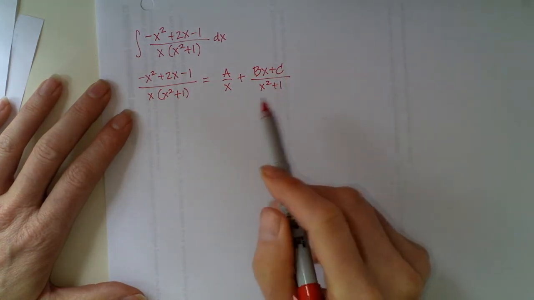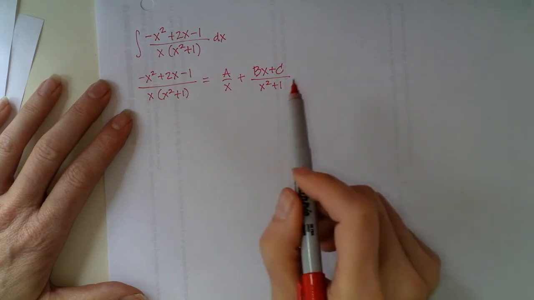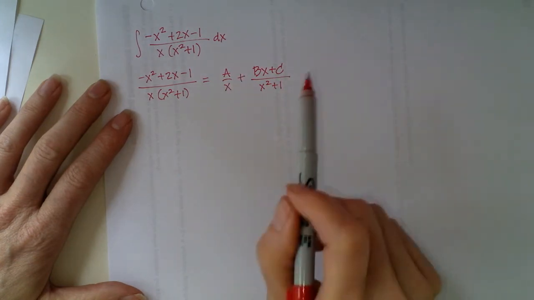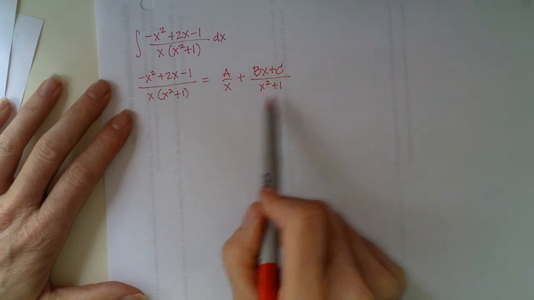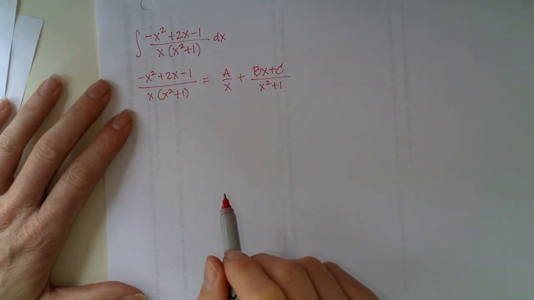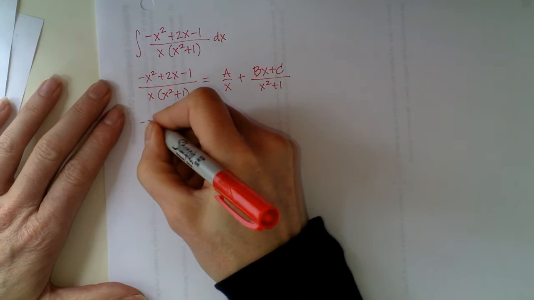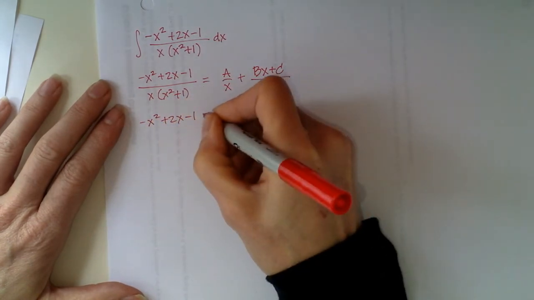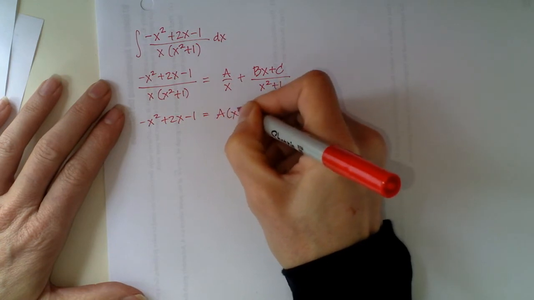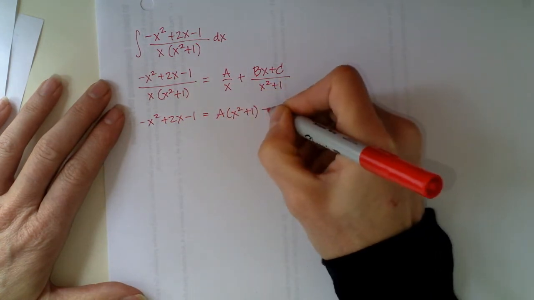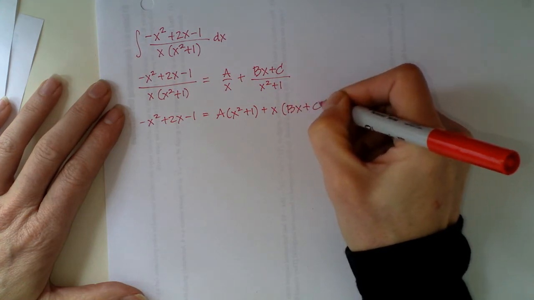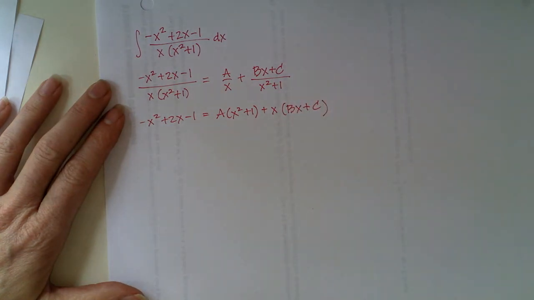So the fundamental theorem of algebra says that there exist real numbers a, b, and c that will make this equation true. How do we find them? We do what we have been doing. Negative x squared plus 2x minus 1. And then on the right we'll have a times x squared plus 1 plus x times bx plus c.